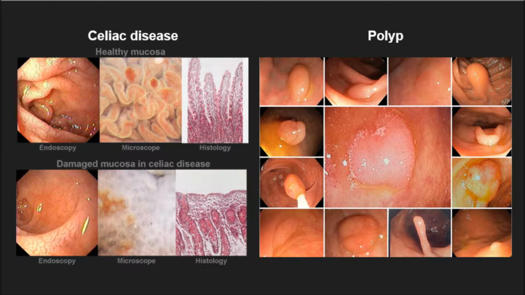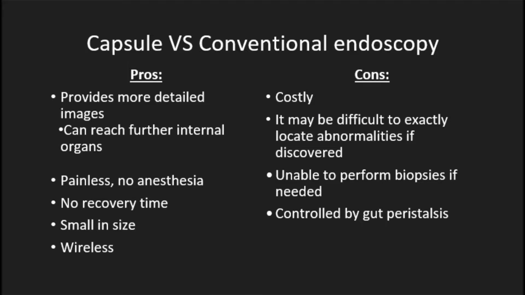It may also find polyps within the small intestine, which are painless, non-cancerous tissue, and may cause disease if they lie in the intestine for a long time. The capsule endoscope has various pros compared to the conventional method. Although there are some disadvantages to the capsule, they are greatly outweighed by the advantages.